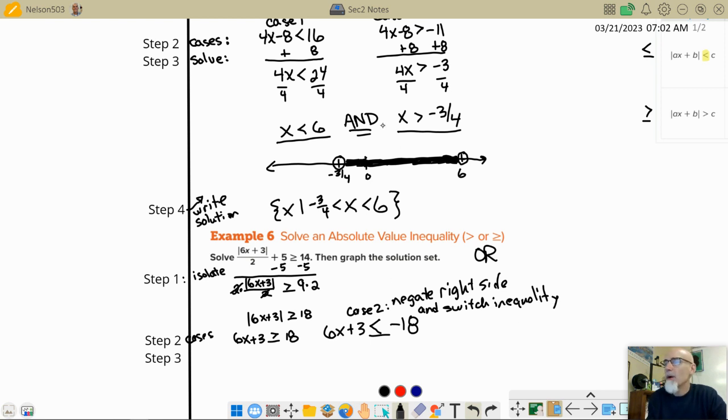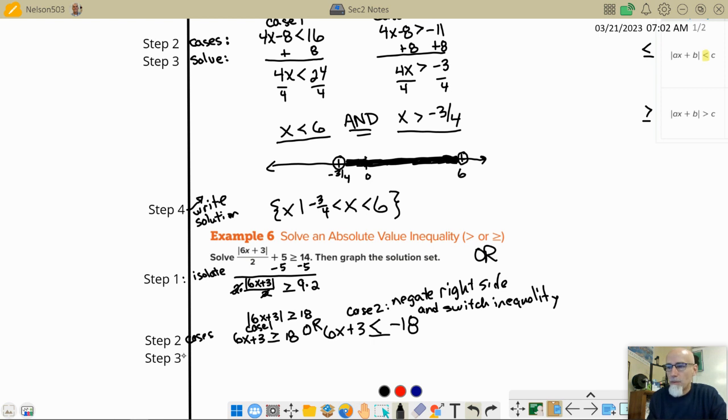Oh yeah. Remember how we had "and" up here on this one? This one's going to be "or." So I'm going to put that between there. So this is case 1. Case 1 is, nothing happens here. We just write down 6x plus 3 greater than or equal to 18. That's if 6x plus 3 is a positive number.